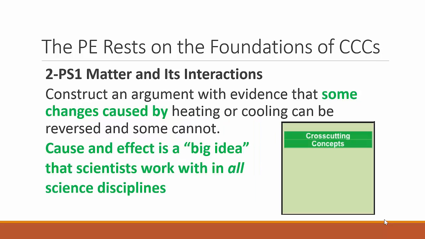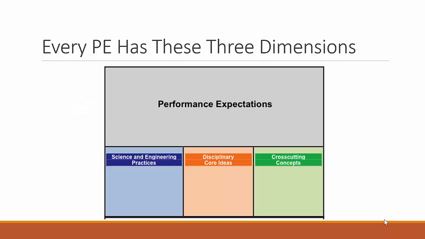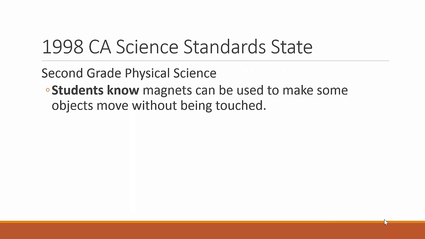And the performance expectation also rests on the foundation of a cross-cutting concept, or a big idea, that some changes caused, there we have cause and effect. Cause and effect is a big idea that scientists work with in all the science disciplines, not just in physics. Every performance expectation has these three dimensions, just like the one I showed you as an example.